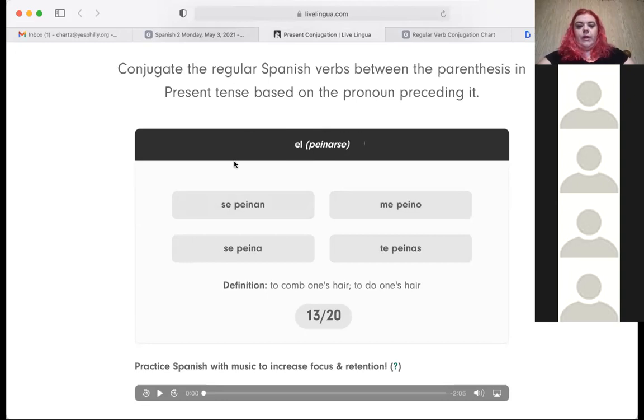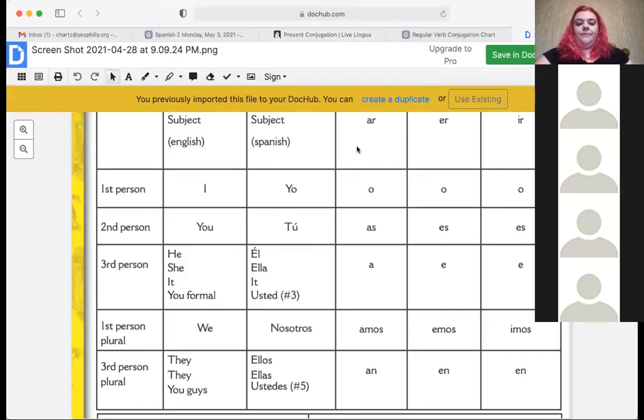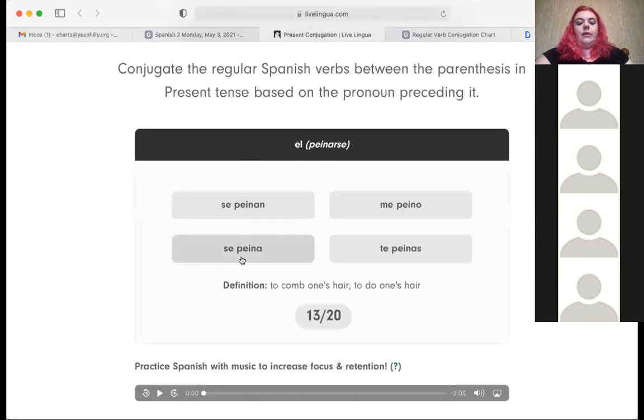So what's it going to be? And that means to comb your hair, to do your hair. Not that you have to know that, but it's an AR verb. So let's go to our chart here. And él is our subject, right? He. So it's going to be A. So it's going to be se peina.